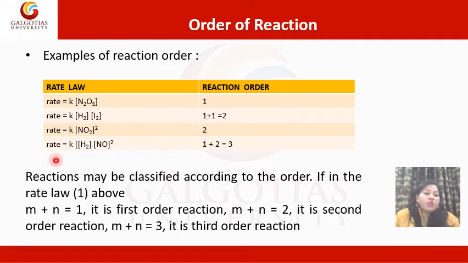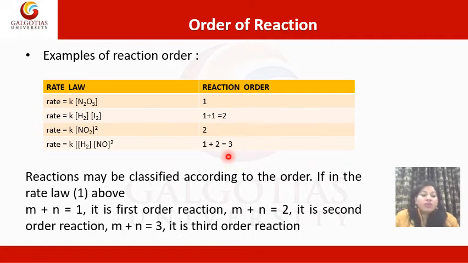And in the last equation, rate equals k, H2 having a power 1, NO having the power 2. So if we sum these two powers, 1 plus 2, the order of reaction is 3. So this is the way to calculate the order of the reaction.